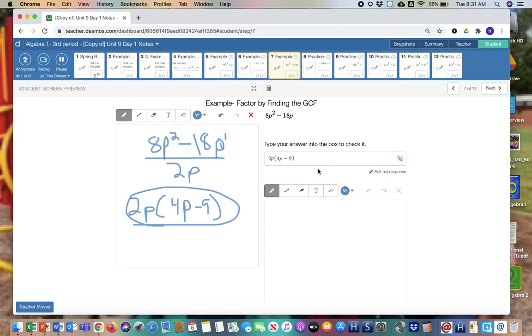From here, your asynchronous work is to do screens 8 through 12, and then start on our Delta Math assignment for Unit 9, and try to do the very first row. All right, hope this helps.